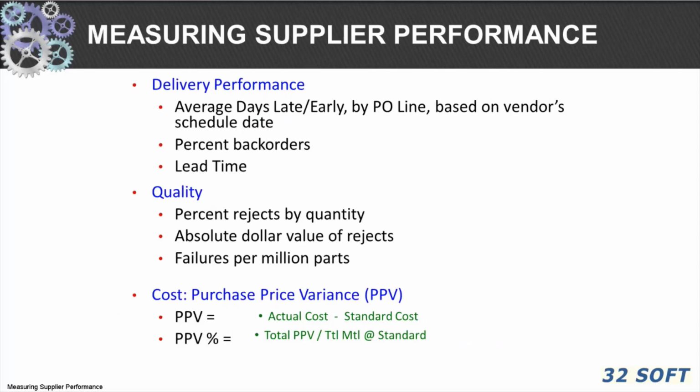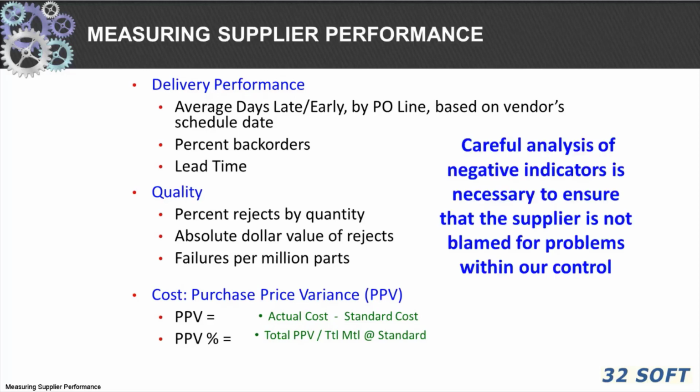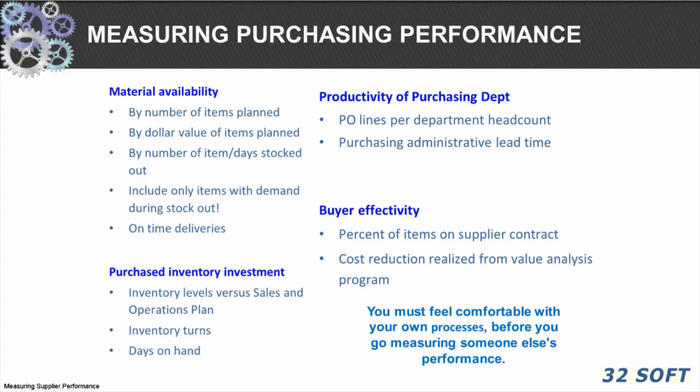Measuring supplier performance requires a concerted effort on the part of the organization for delivery performance indicators, quality indicators, and cost indicators. Careful analysis of negative indicators is necessary to ensure that the supplier is not getting blamed for your problems. Here are some additional elements that you will need to define while considering using the Supplier Performance Module, specifically around purchasing, material availability, purchased inventory investment, and productivity of the department. You must feel comfortable with your own processes before you go measuring someone else's performance.